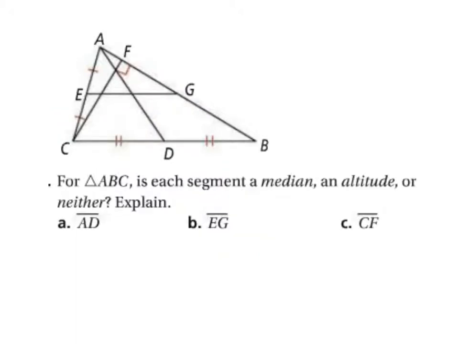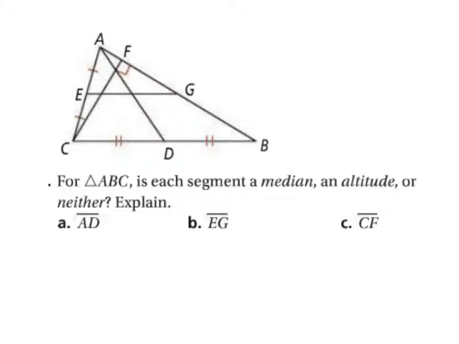Now, that's our fourth one, or actually that's the fifth segment that we've talked about. And there are so many of them, we start to lose track of what's what. I do have a little cheat sheet for you to help you remember what's what and which ones have a point of concurrency and all that business. But let's see what we can do with this. It says, in this triangle, each segment is a median, an altitude, or neither.